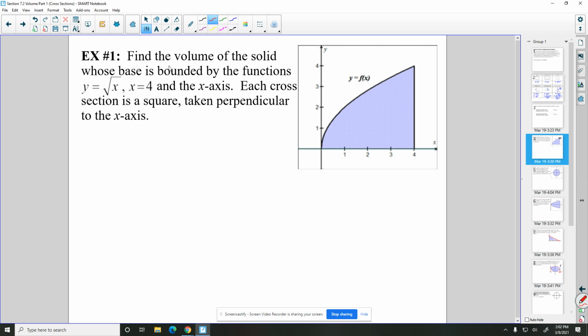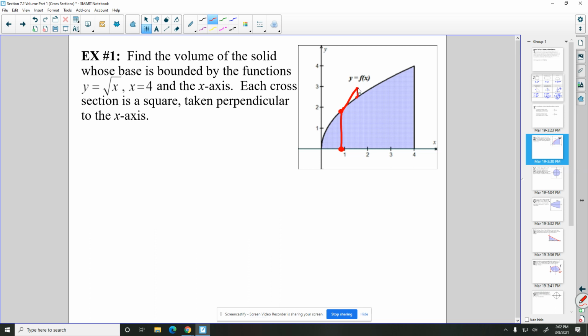So bear with me. Find the volume of the solid whose base is bounded by the functions, the square root. So that's this line here, the square root. X equals 4 just tells me where to stop. And the x-axis, so that tells me down here that that's where we are cutting it. Each cross section is a square taken perpendicular to the x-axis. So you're going to run perpendicular to the x-axis and you are going to draw a square. So you can pick anywhere you'd like. This would be like our little slice, and then we build a square on top of it.